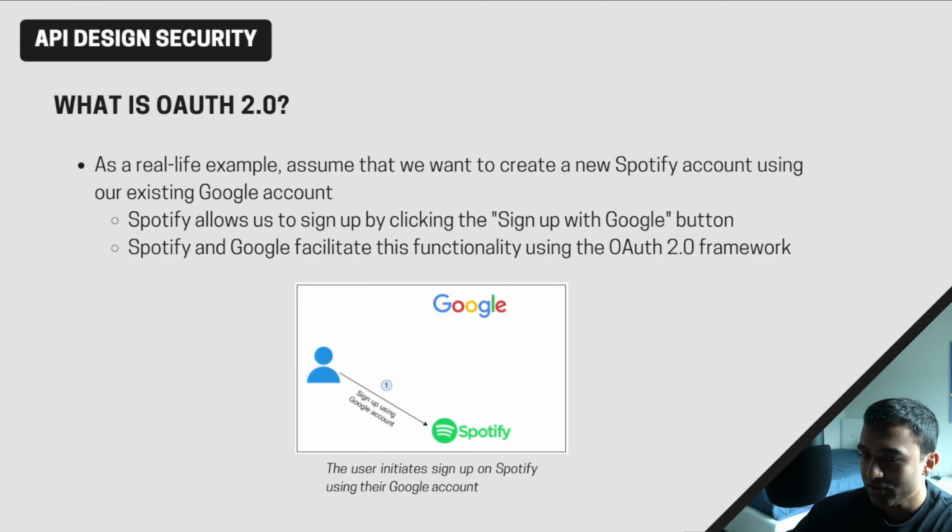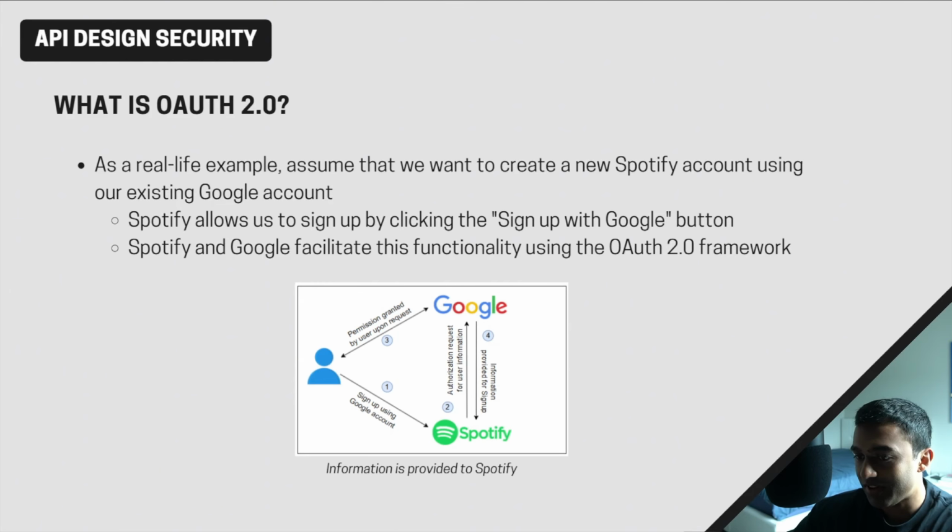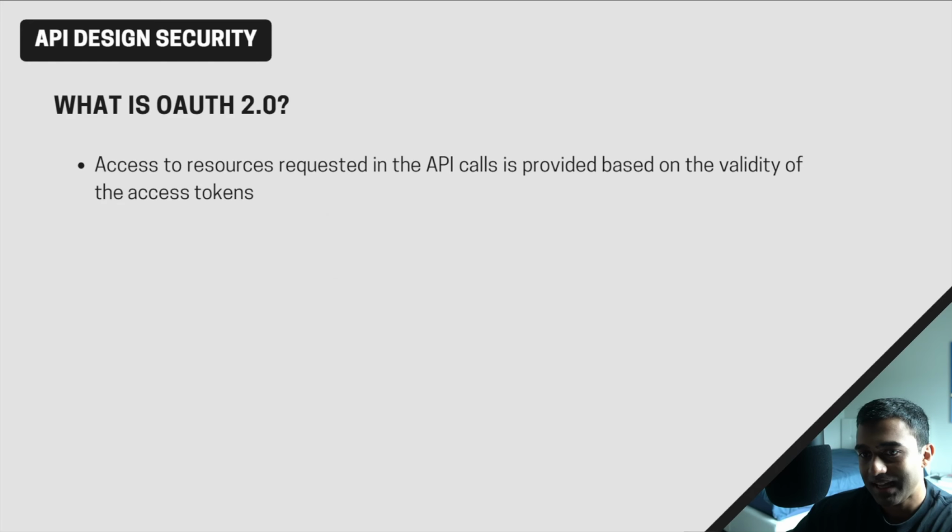Firstly, the user initiates sign up on Spotify using their Google account, and then Spotify requests information from Google. Then Google asks for and receives the user's permission to share its information. The information is then provided to Spotify, and the account is created with the information it receives. Access to resources requested in the API calls is provided based on the validity of the access tokens.